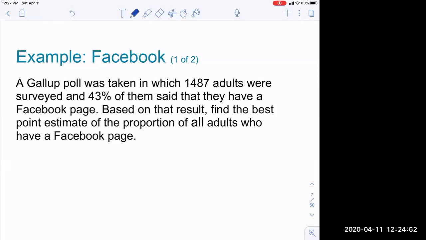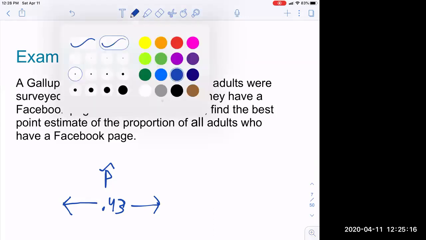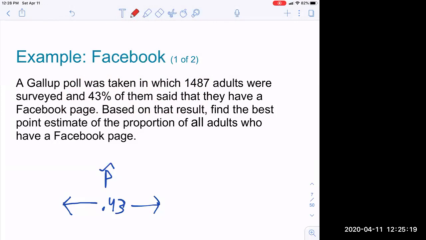Okay, so what are we trying to do? What we're trying to do is get some kind of interval. So we're going to have a value for p hat, in this case it's 0.43. Well, we're going to go out so far this way by adding something, and then we're going to go out so far this way by subtracting something. And that thing that we are adding and subtracting is called the margin of error. That's this distance in between there and here.